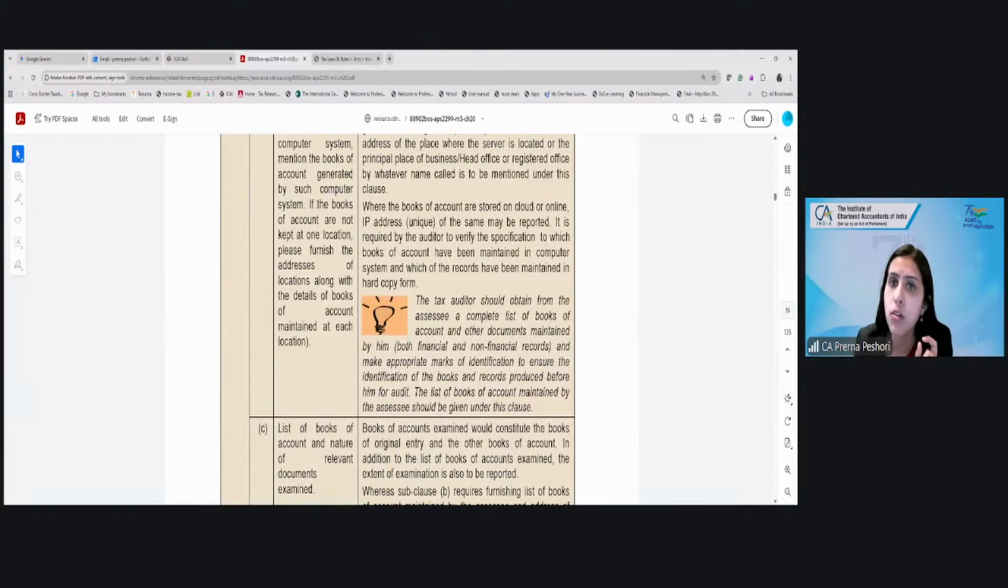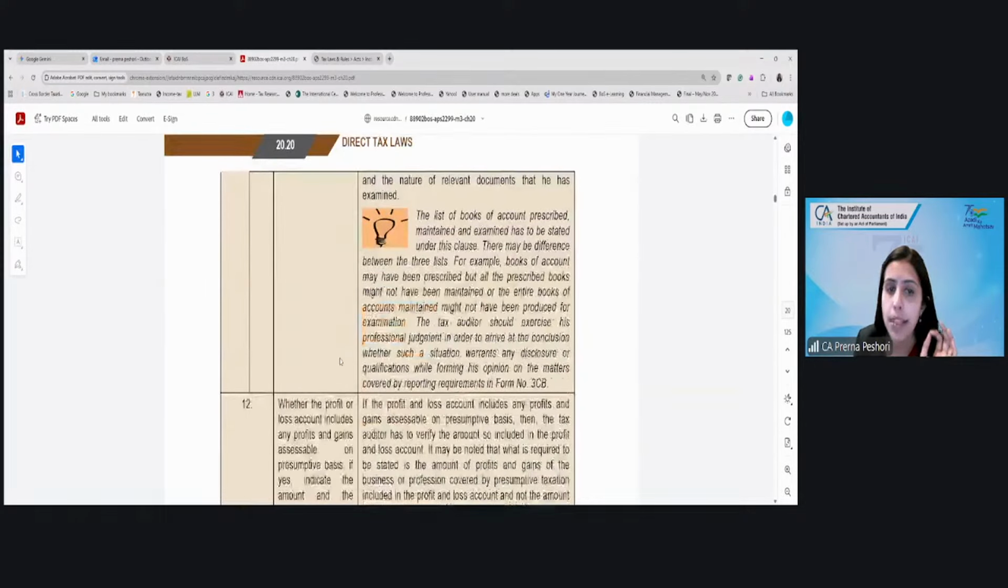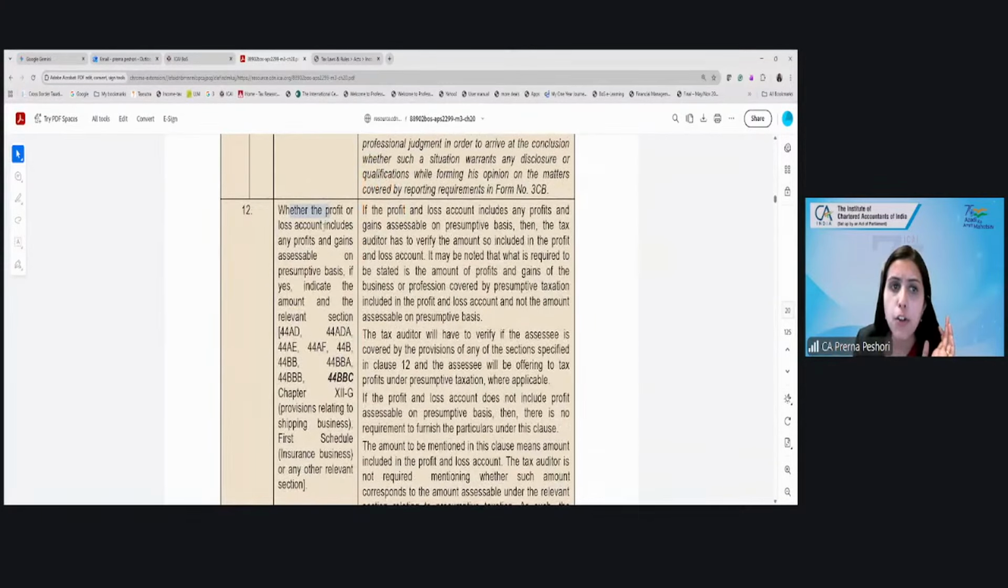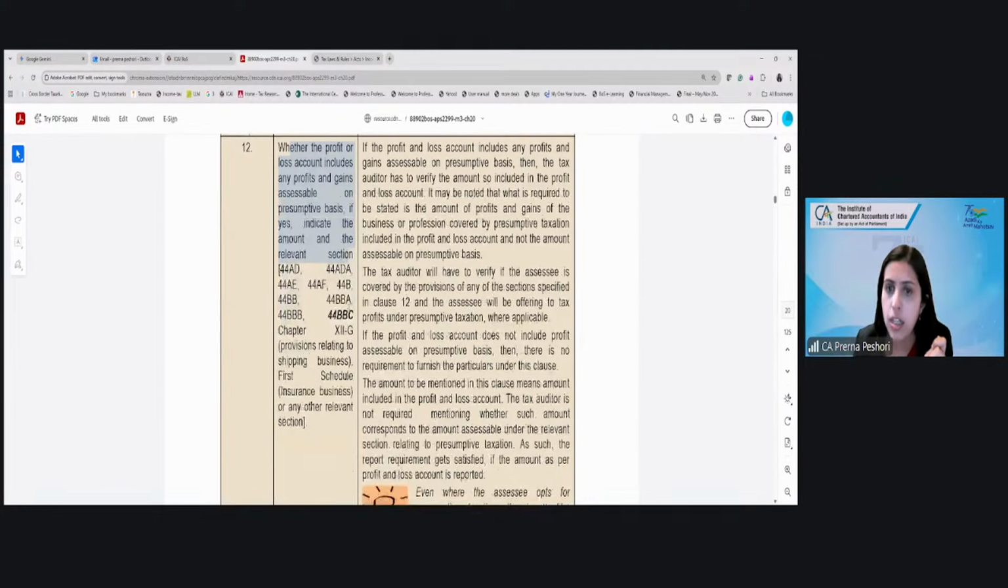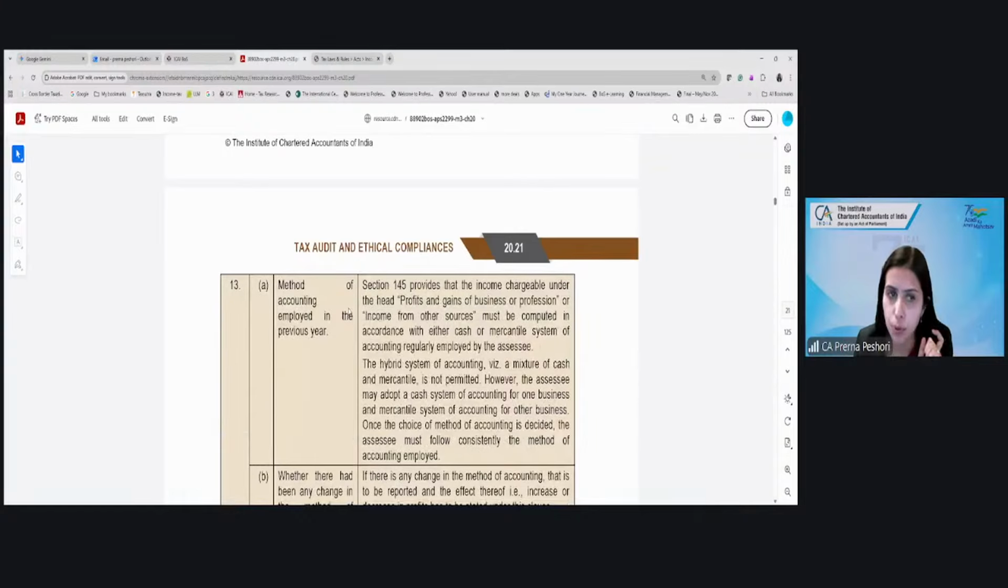Okay, in case it is maintained on a computerized system, then on what server it is maintained, you need to put that. And the list of books of accounts and nature of relevant documents which are examined by the tax auditor. Whether the profit or loss includes any profit and gains assessable on presumptive basis, indicate the amount and the relevant section. So what do we have to put over here? Whether I have included any profit on the presumptive basis. Right? So I need to ascertain the amount of the presumptive profit and put it over here.